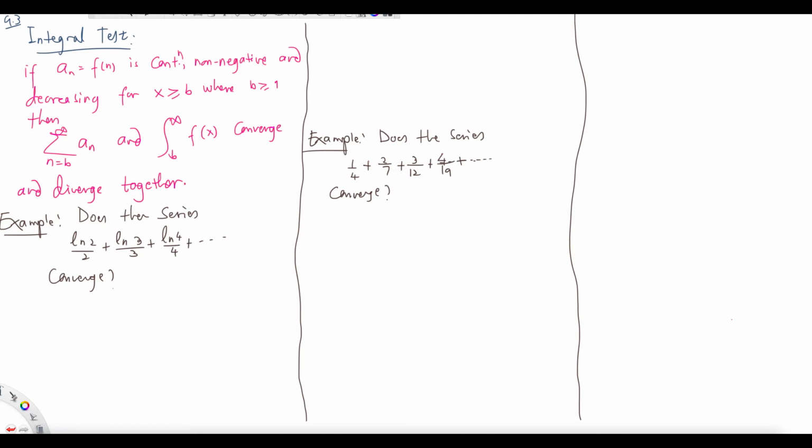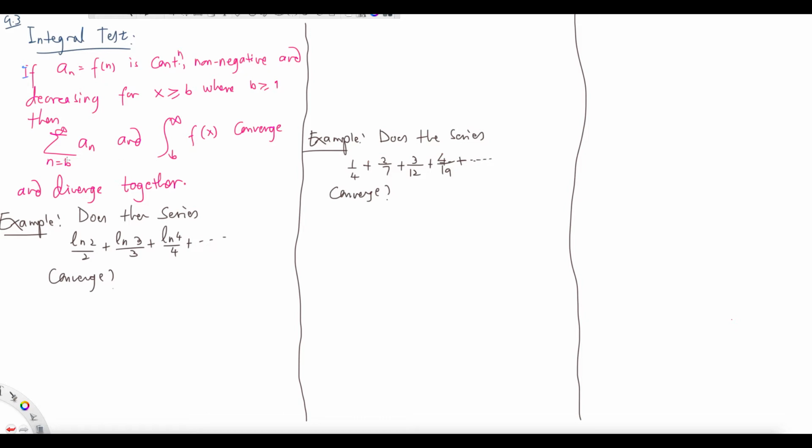Let us do some more examples on the integral test again. So what is the integral test? It says that if the a_n, which is f(n), so I'm denoting a_n by f(n), that is the nth term of the series, is continuous, non-negative and decreasing for x greater than or equal to b, where b is greater than or equal to 1.